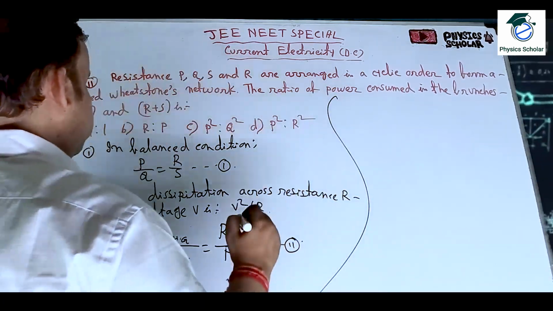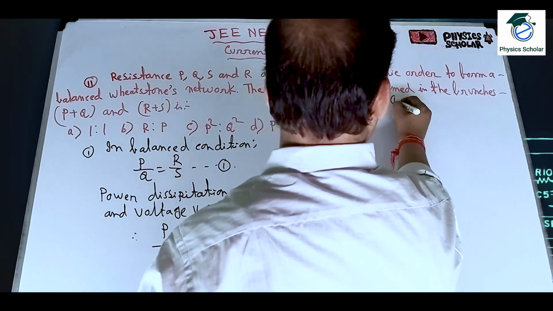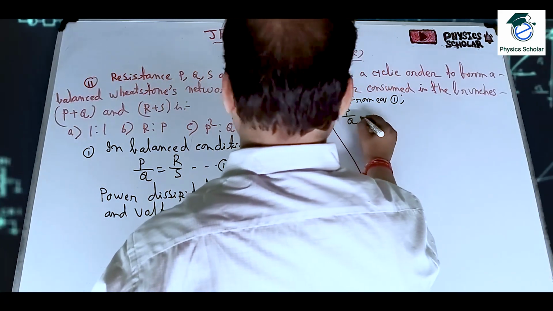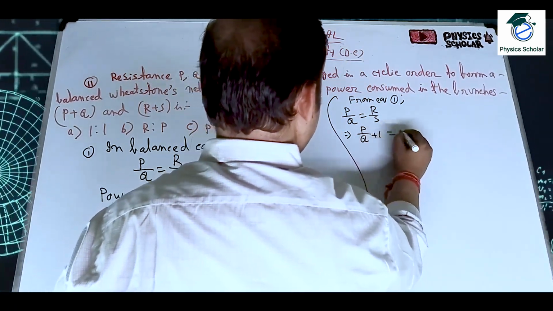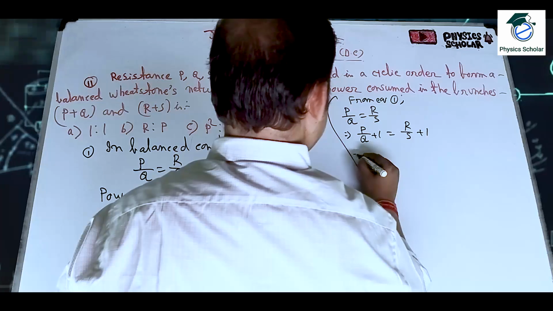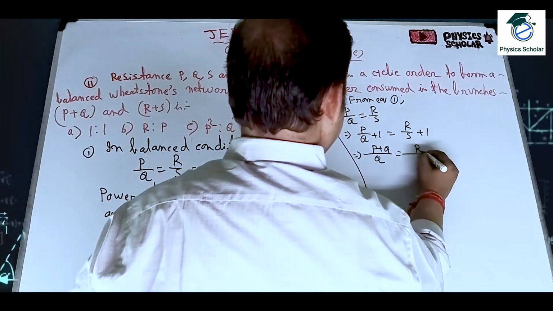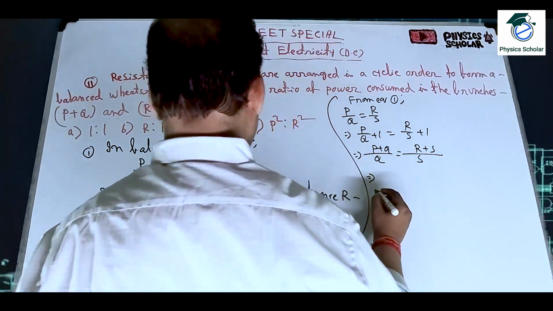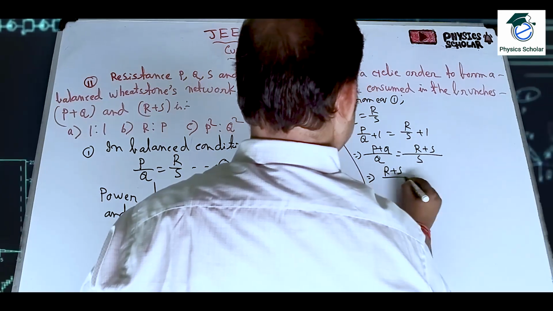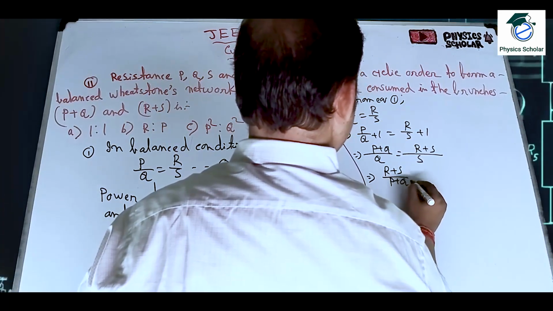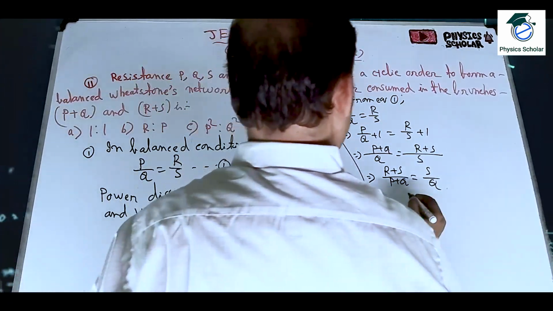Now from equation 1, what we know? P by Q is equal to R by S. Adding 1 on both sides, P by Q plus 1 is equal to R by S plus 1. So Q will be the LCM: P plus Q by Q is equal to R plus S by S, with S as the LCM. So therefore R plus S by P plus Q is equal to S by Q.